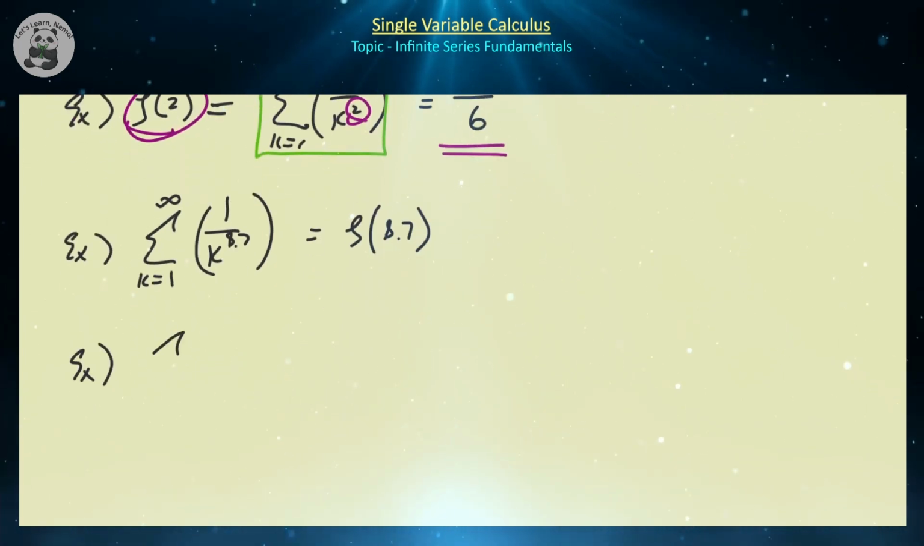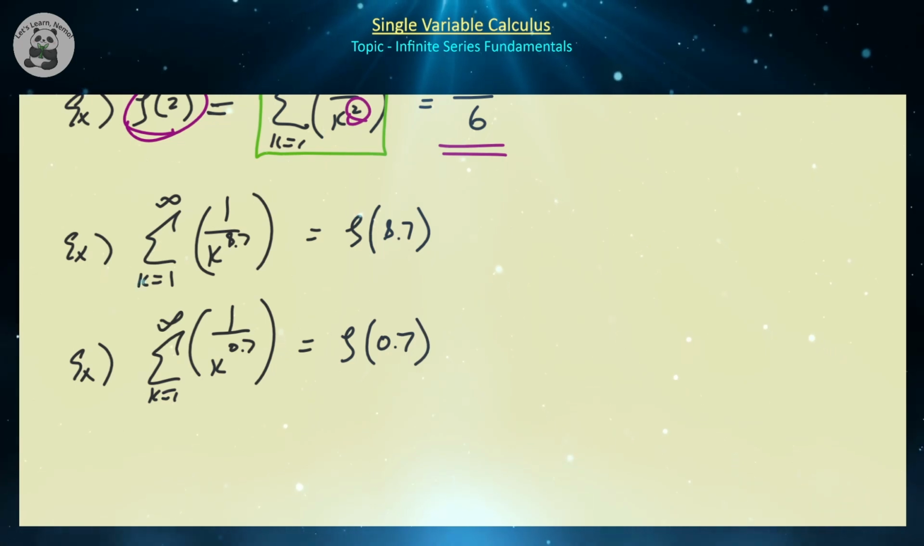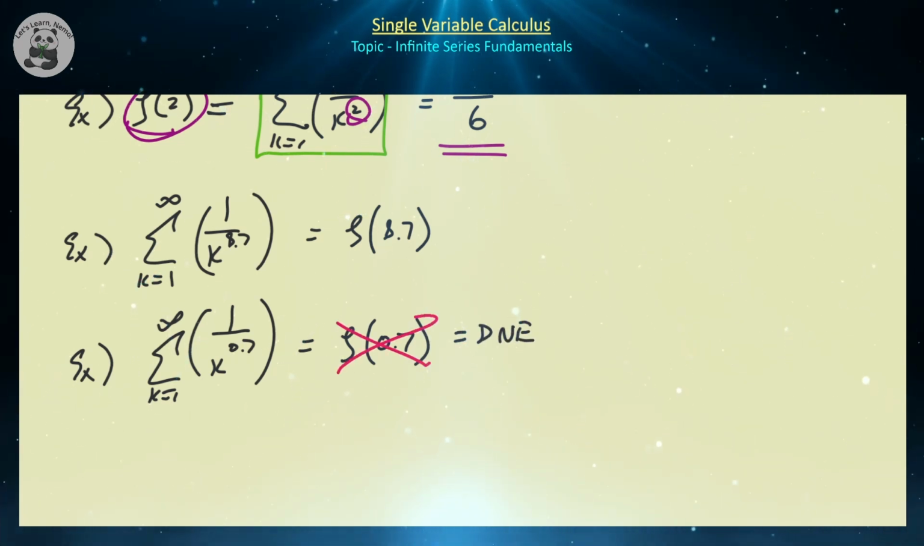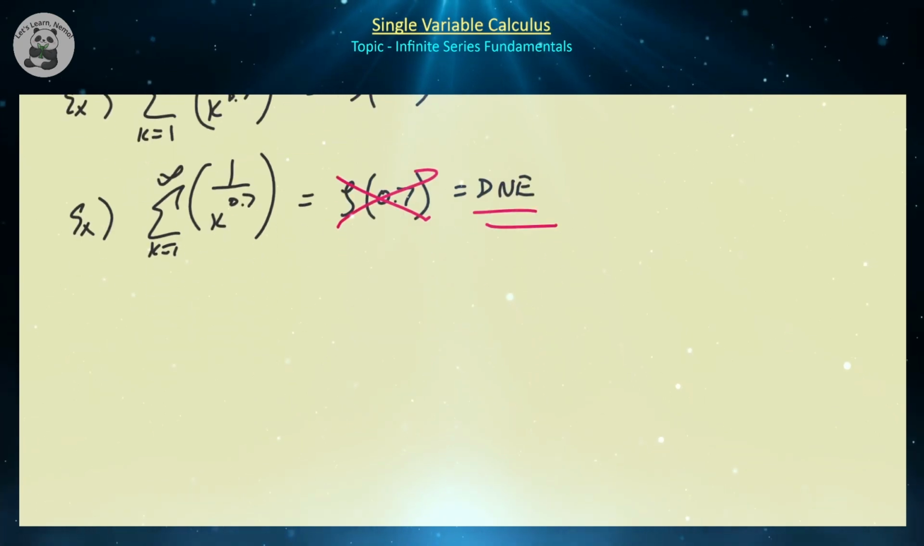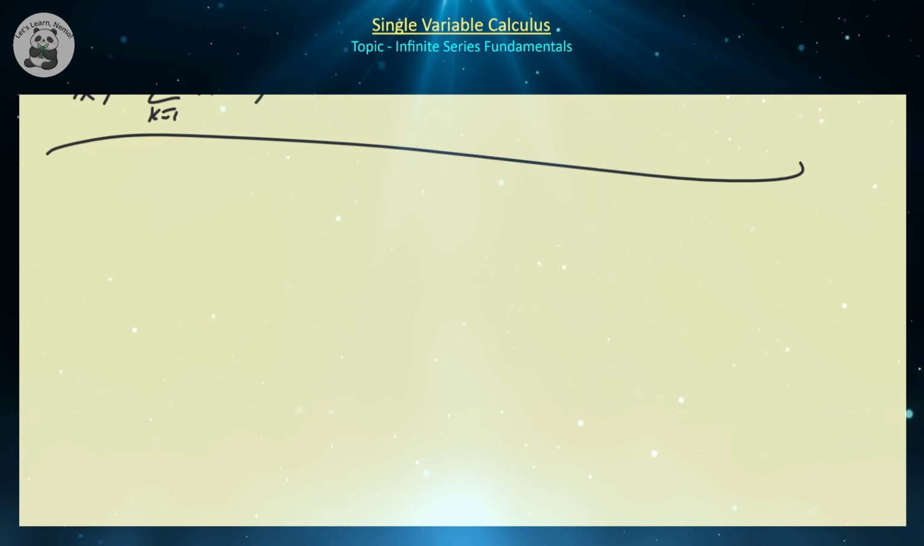Now, if somebody says, okay, well, what's the sum from k equals 1 to infinity of 1 over k to the power of 0.7? 0.7 is not bigger than 1. I mean, you can say zeta of 0.7, but this does not exist. Therefore, you shouldn't be writing that expression, and since that series does not converge, that's okay. Now, I just want to make one very important thing clear, and it's the following statement.